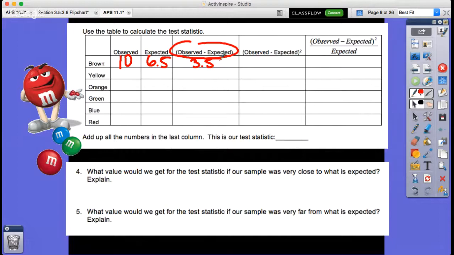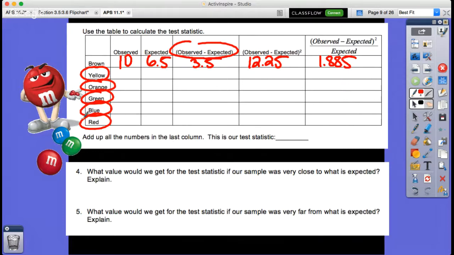You get 12.25, okay? There we are. And once I do that, I'm then going to divide this 12.25 by my expected. So divided by 6.5. You get 1.885, okay? So what I'm going to do is do that for each of these. What's my yellow? What's my orange, green, blue, and red?